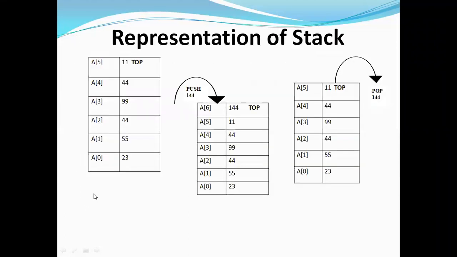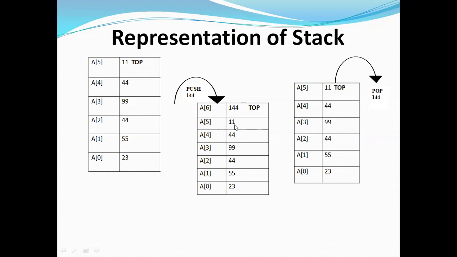So you can see over here, at last I was having a of 0 as 23, a of 1 as 55, a of 2 as 44, a of 3 as 99, a of 4 as 44, and a of 5 as 11. That is top. The first element I picked up is 23, that is the bottom, and the last element I picked is 11, that is on the top. If I want to add some new element to the stack, that element will be added at the top of the stack.